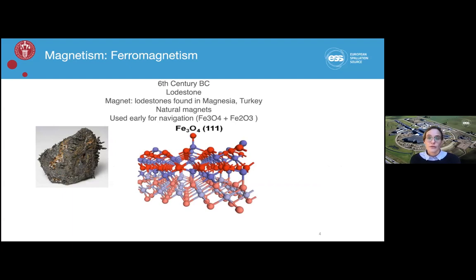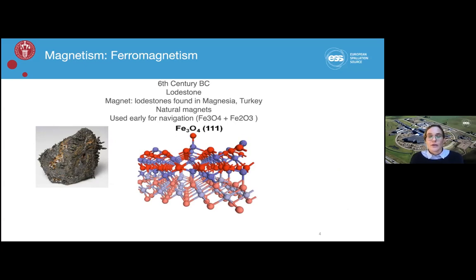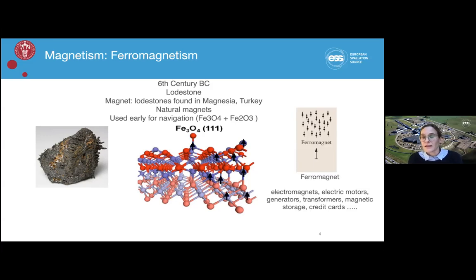This was lodestone, found in Magnesia in Turkey in the 6th century BC, we believe. It's a natural magnet, and it was used in early navigation. Lodestone is typically Fe3O4 plus Fe2O3. What this means is you have, in purple, the iron atoms, and they are magnetized, and in between they're linked with oxygen atoms, which are not magnetized.